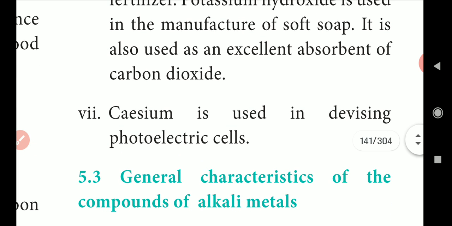Cesium is also used in devising photoelectric cells. Cesium can be used for photoelectric cells.